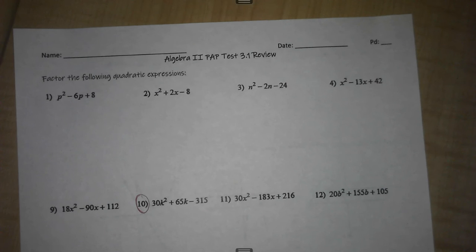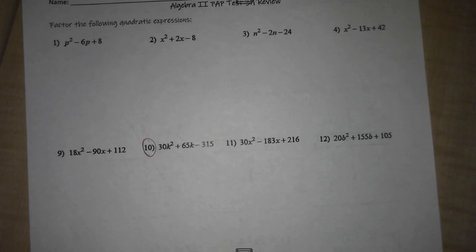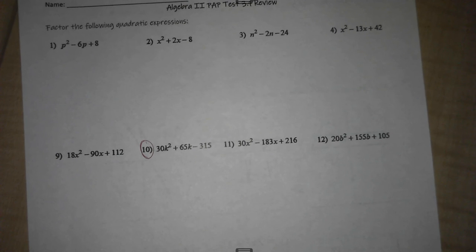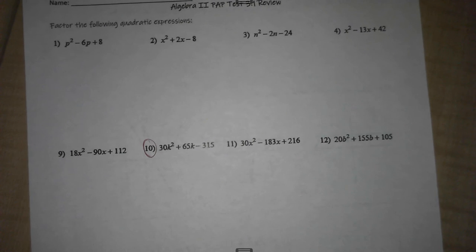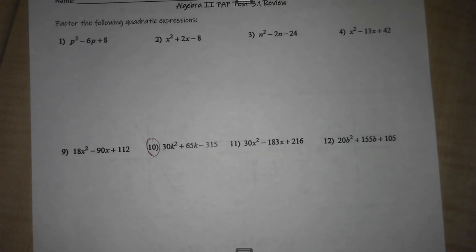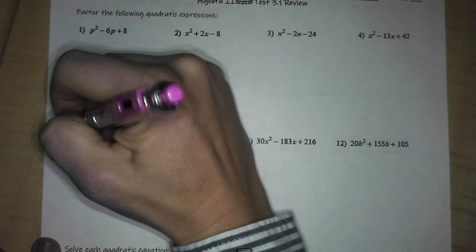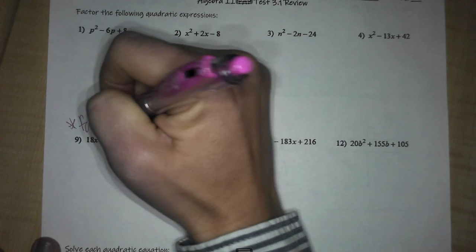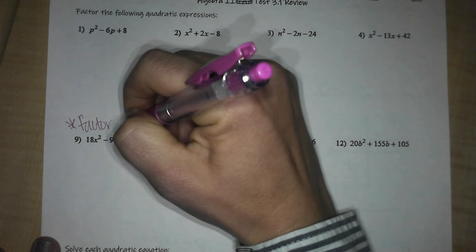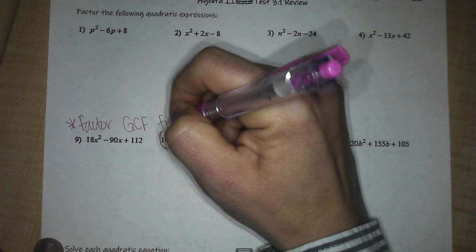All right, let's look at number 10 on your test review. The instructions are to factor completely. So remember, the first step in factoring completely is factoring out the GCF, or greatest common factor, first.